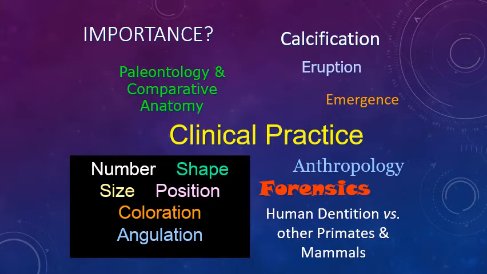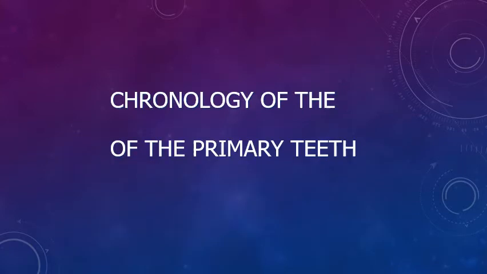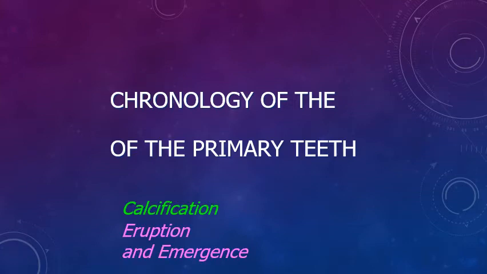So our next section is about the chronology of the primary teeth. Chronology means which teeth calcify first, which teeth erupt into the oral cavity, and their relative sequence. For this purpose, we have three terminologies that will be introduced: calcification, eruption, and emergence. So let's talk about these definitions in detail.